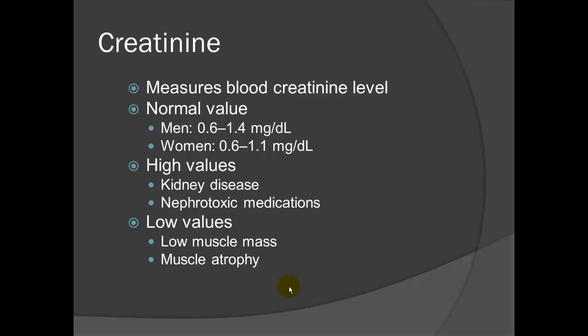Creatinine measures blood creatinine levels. Normal value, men 0.6 to 1.4 milligrams per deciliter, and in women 0.6 to 1.1 milligrams per deciliter. High values mean that you have kidney disease or nephrotoxic medications that may be beating up your kidneys. Low values: low muscle mass, or muscle atrophy.